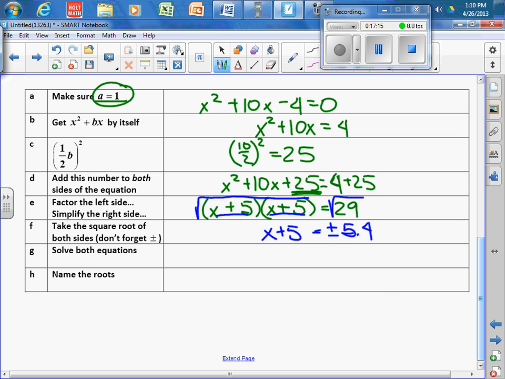At this point, write two different equations. x plus 5 is equal to 5.4, and x plus 5 is equal to negative 5.4. Subtracting 5 from both sides, you get x is equal to 0.4, and when you subtract 5 from here, you get negative 10.4. So 0.4 and negative 10.4 are your two answers.